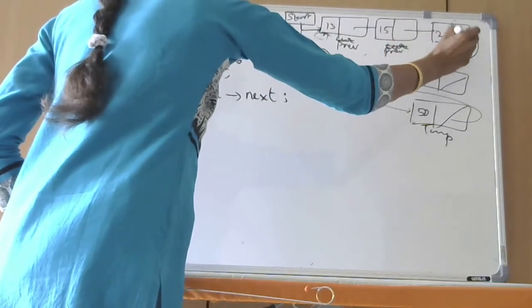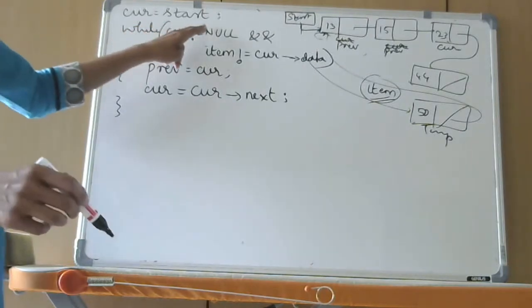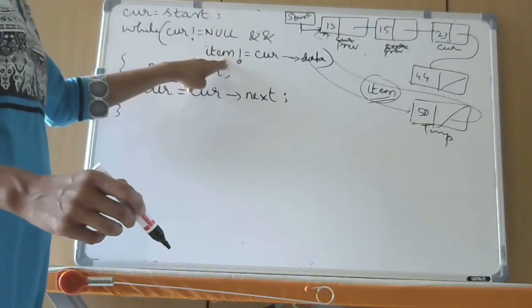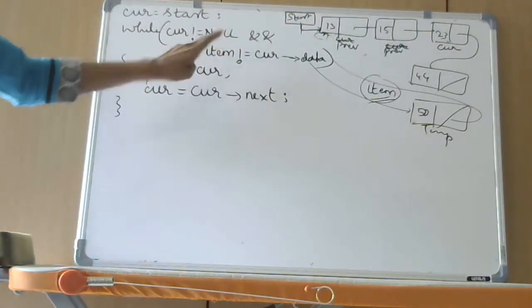Current is equal to current of next, so that will become current. Now current is not null, and item is not equal to current of data. Item is equal to current of data, so it will come out now.